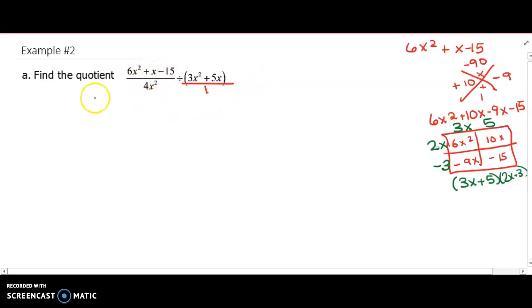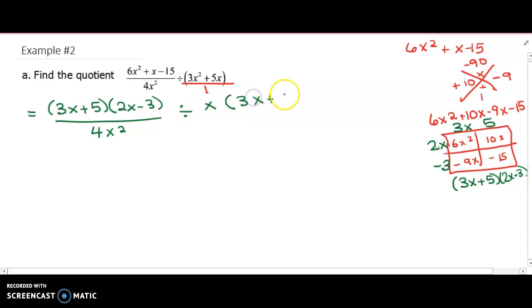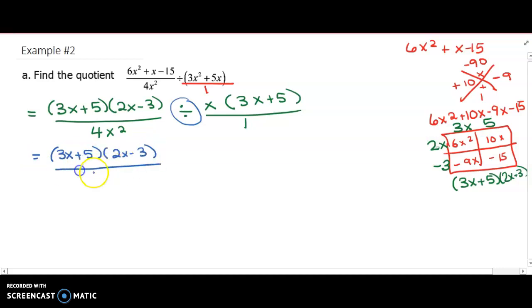All right, so if I rewrite this, this is 3x plus 5 times 2x minus 3 over 4x squared divided by, I could pull an x out of here, x times 3x plus 5 over 1. Okay, now once again, when I divide by a fraction, it's the same thing as multiplying by its reciprocal. So 3x plus 5, 2x minus 3 over 4x squared times, this is the reciprocal, 1 over x times 3x plus 5.